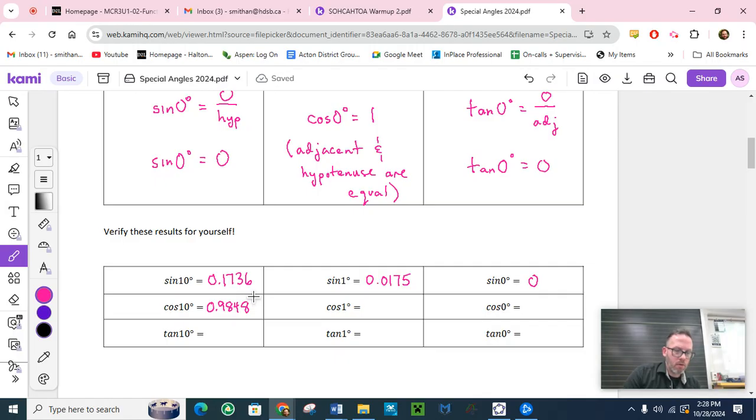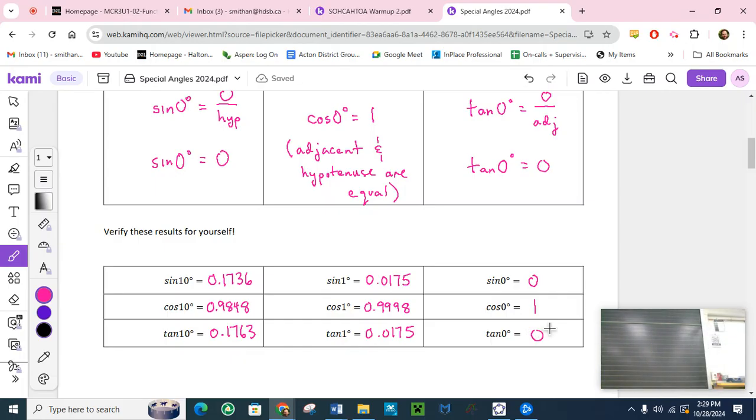Cosine of 1. Oh, this one works even better. 0.9998. Some of you are taking chemistry, right? To 3 sig figs, that's just equal to 1, right? Am I using sig figs correctly? And then cosine 0 is equal to 1. And then just for your notes' sake, let's witness the progression for tangent. Tan of 10, 0.1763. Tan of 1 should be even tinier. 0.0175. And then the tan of 0, 0.